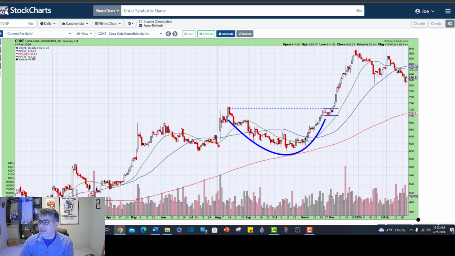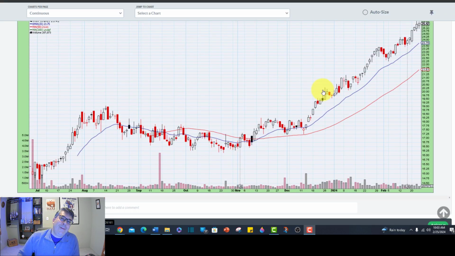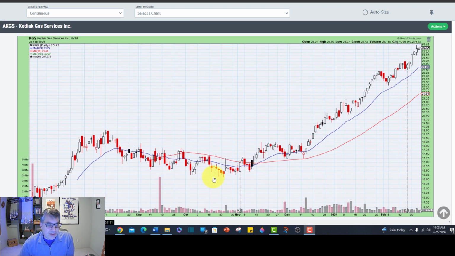Let me see if I can find one real quick. Wow, that took a while. I have not found a perfect example for you, but here's a saucer base. This is KGS, and here's your handle.